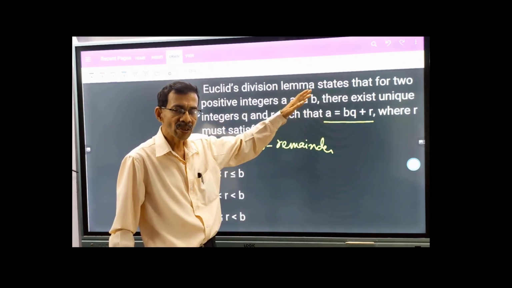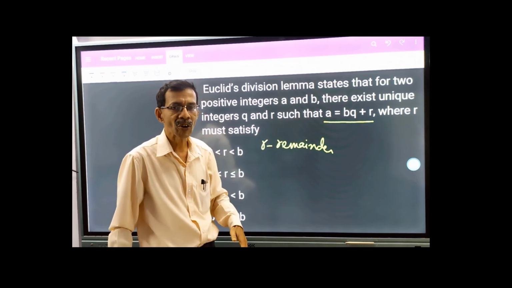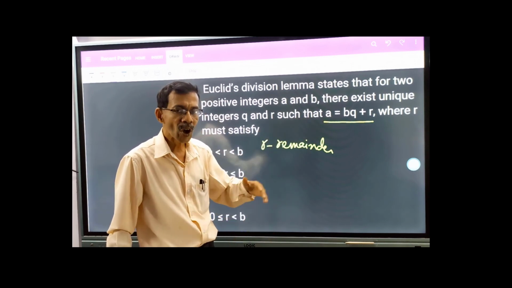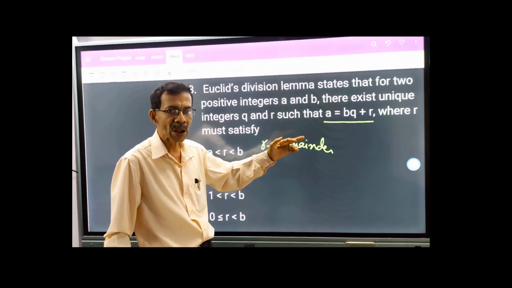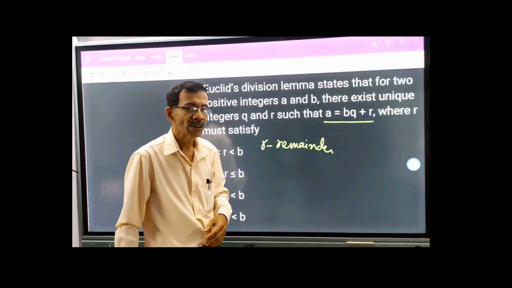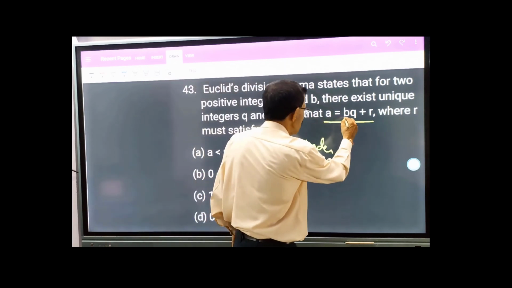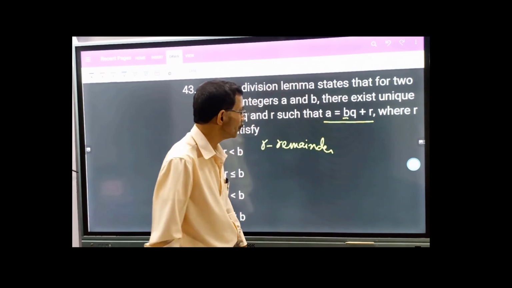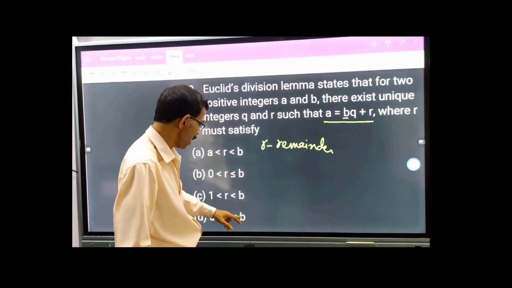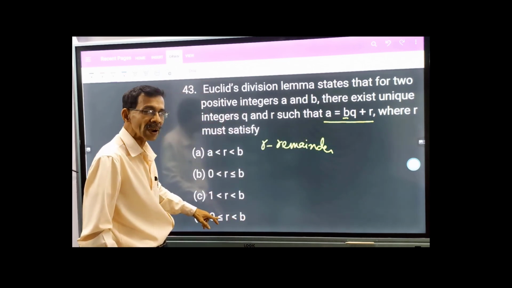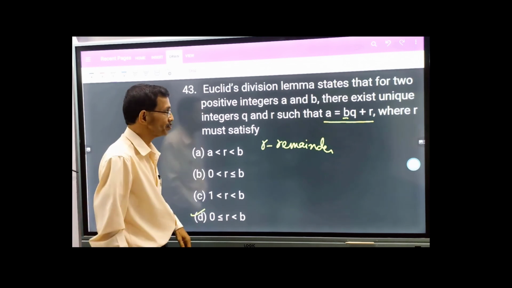When we see the division algorithm, we will always stop the division algorithm at which point? We always stop at the point when the degree of the remainder becomes less than the degree of the divisor. So it should be less than b. This is b over here, and this is the quotient, and therefore r should be less than b, and it should be greater than or equal to 0, and therefore D is the correct option.